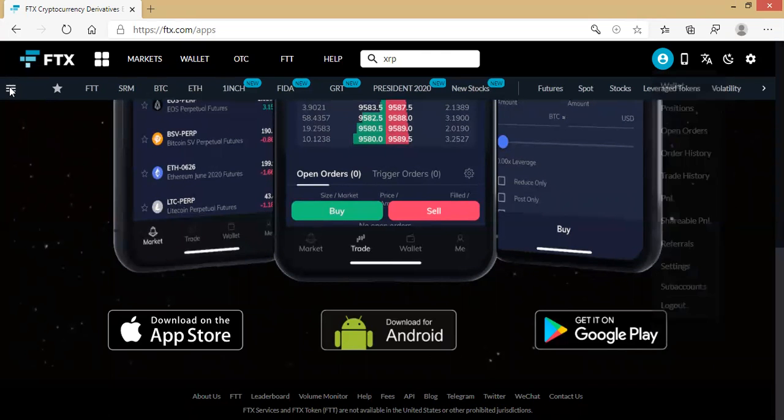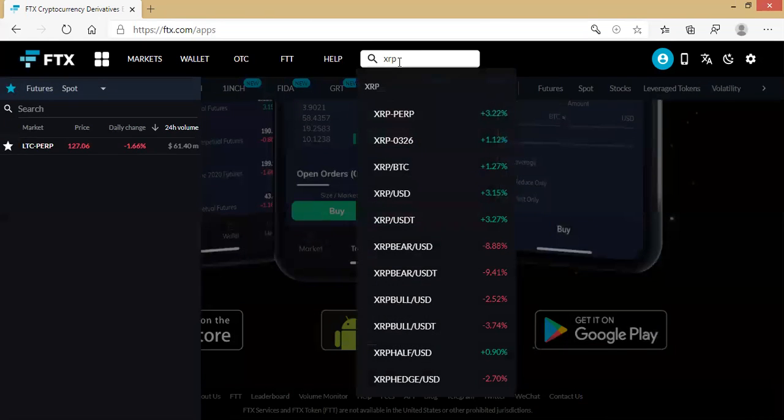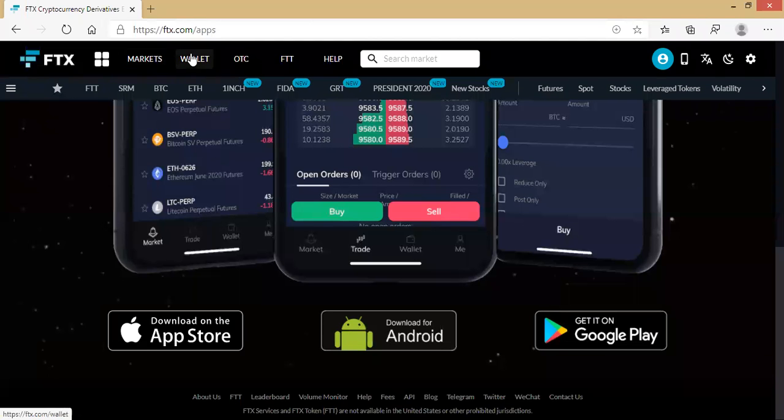All right, so at these three ellipses here, these three drops down, we get to see the various coins available. Let me remove this here. Remove this. You get to see the various coins available. I'm trying to delete this so that you can have a better view of everything. Okay, this is the wallet, OTC, over the counter.